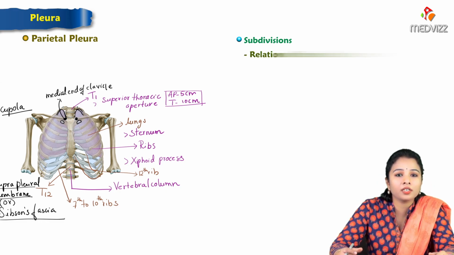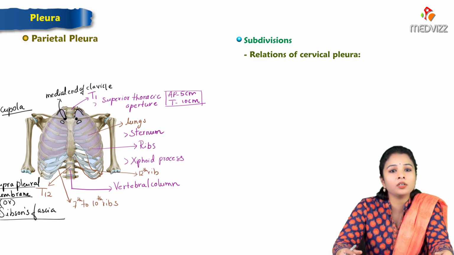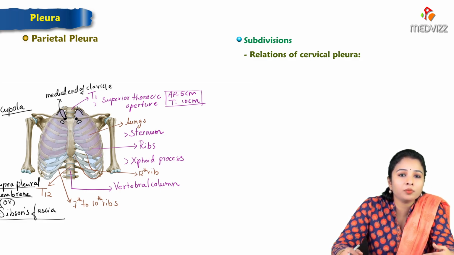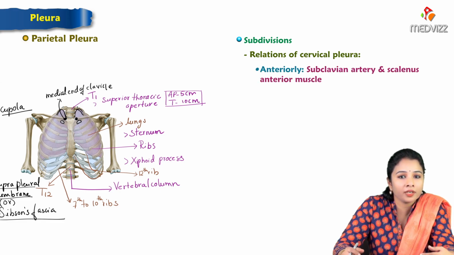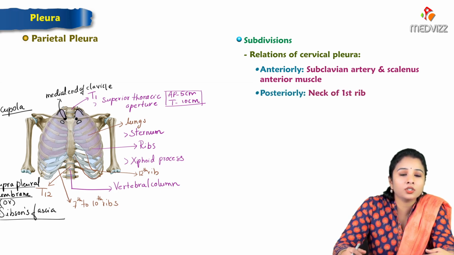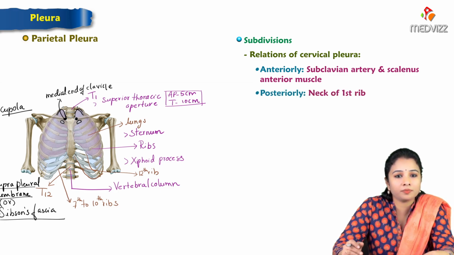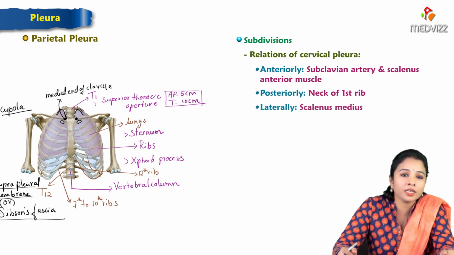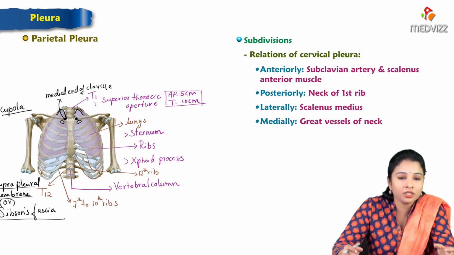So next, about the relations of the cervical pleura. Anteriorly, the cervical pleura is related to subclavian artery, scalenus anterior muscle, and posteriorly it is related to the neck of the first rib. Laterally, it is related to scalenus medius muscle and medially it is related to the great vessels of the neck. So these are the relations of the cervical pleura.